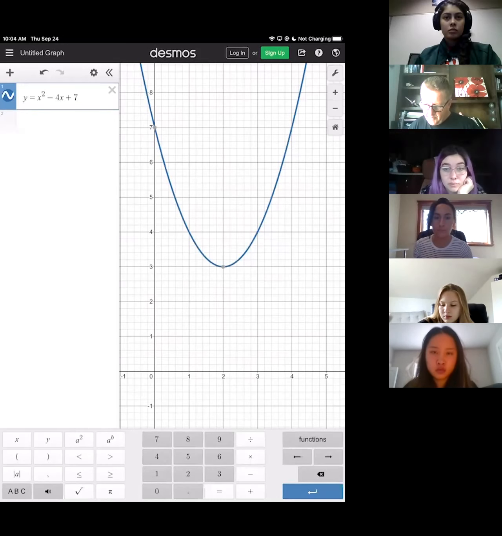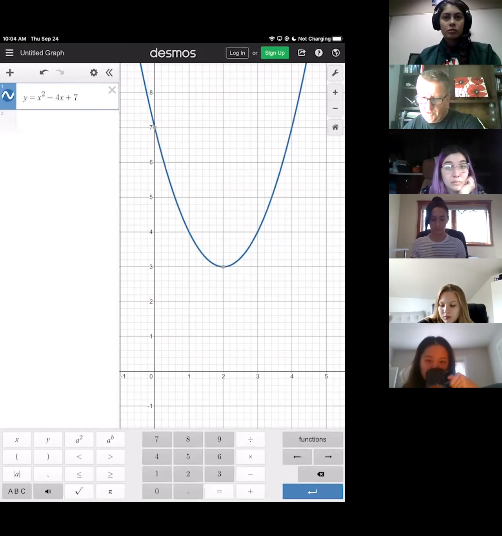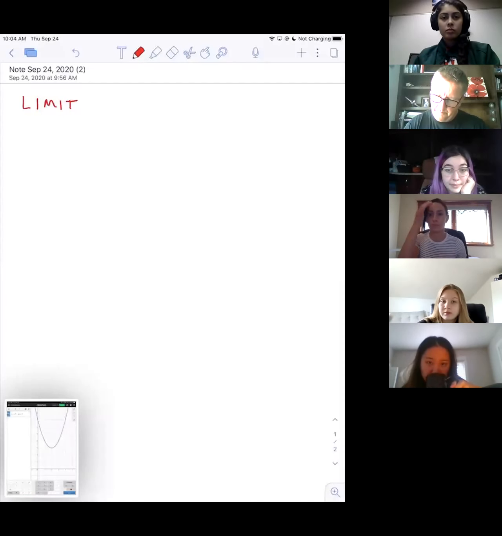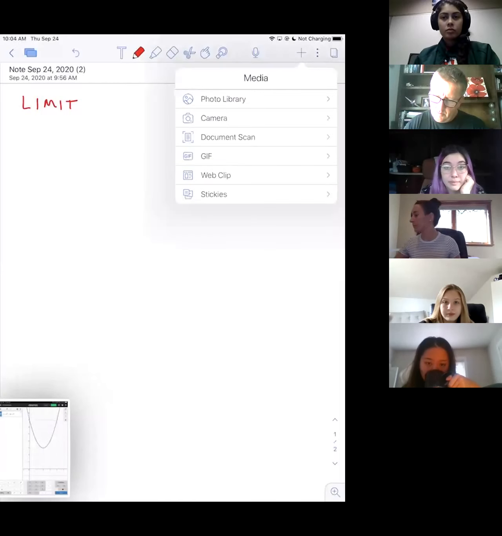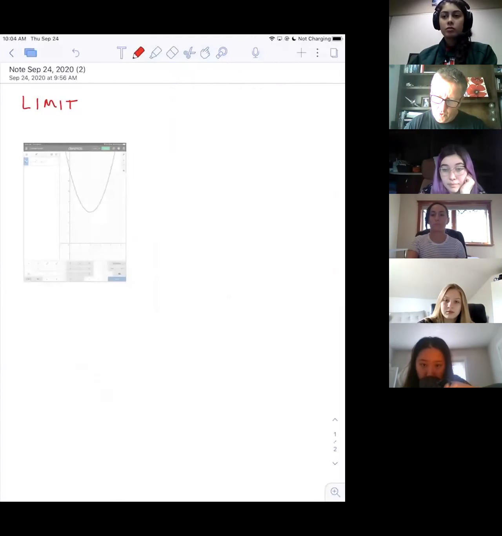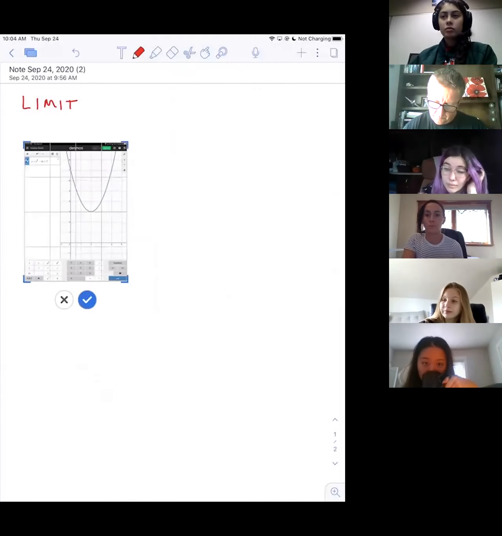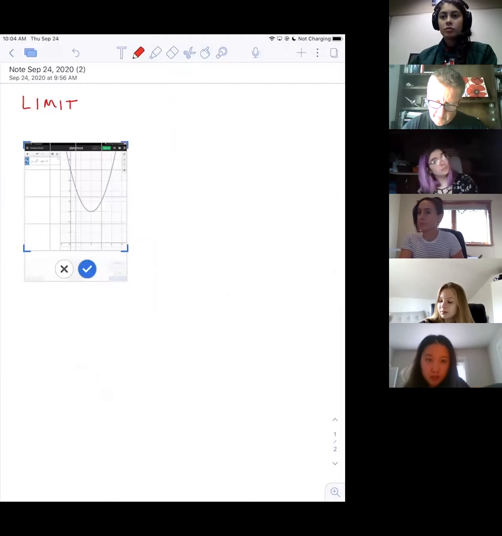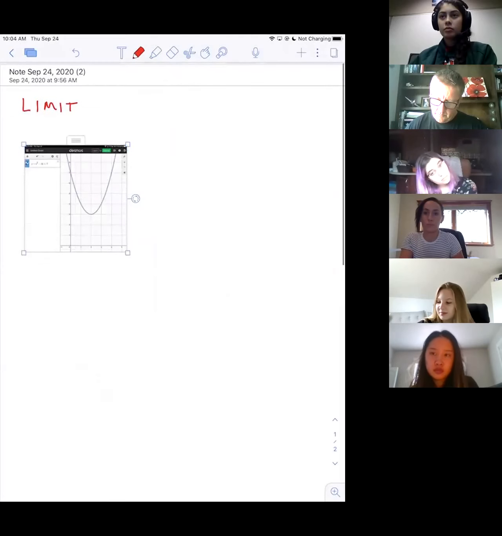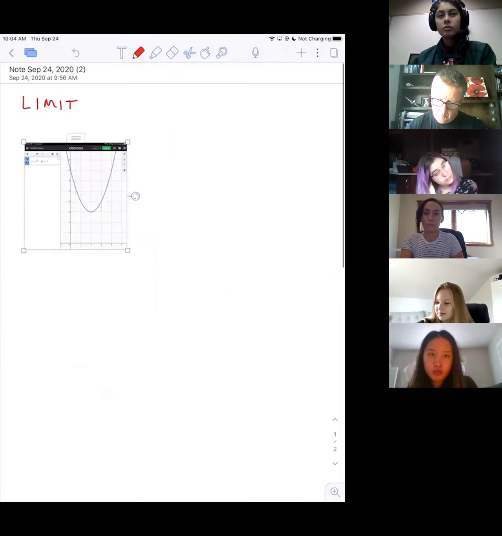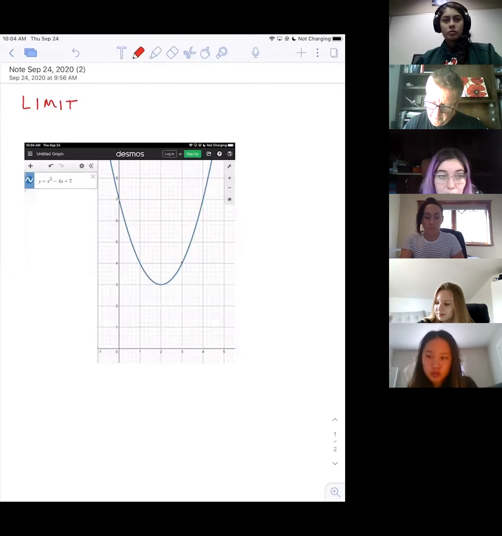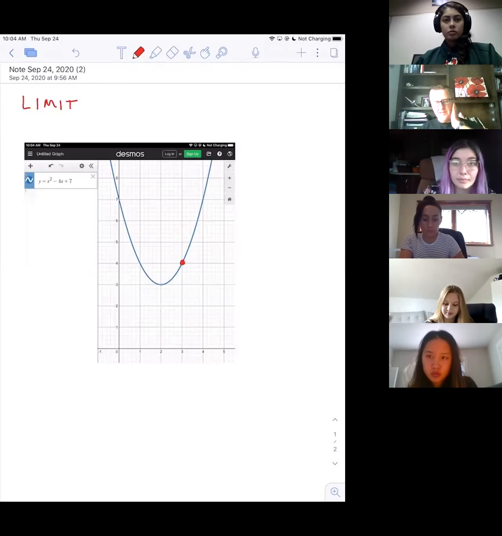I'm going to make a copy of it and put it over in our notes because I can. Get over here, you cool graph. Crop. I've got to keep the x-axis in there, otherwise I won't know where I am. Let's make this a little bit bigger. So I'm at the point 3, 4, and I'm estimating the slope.